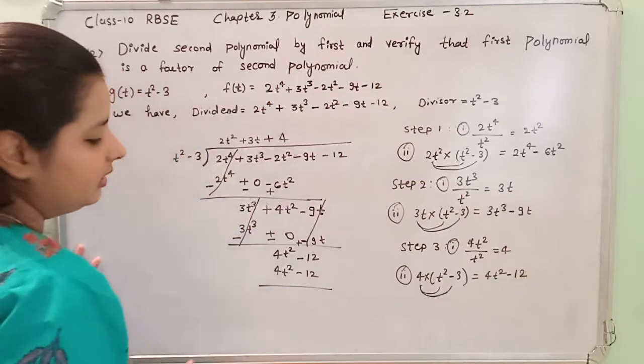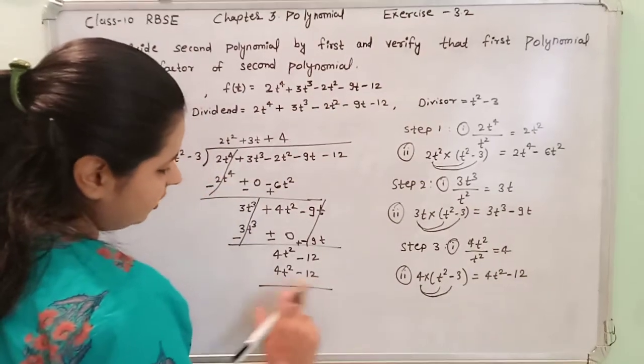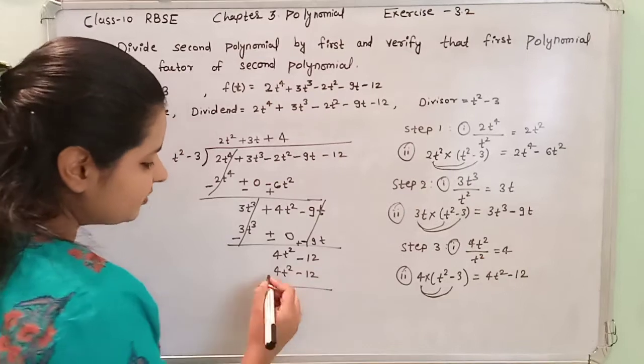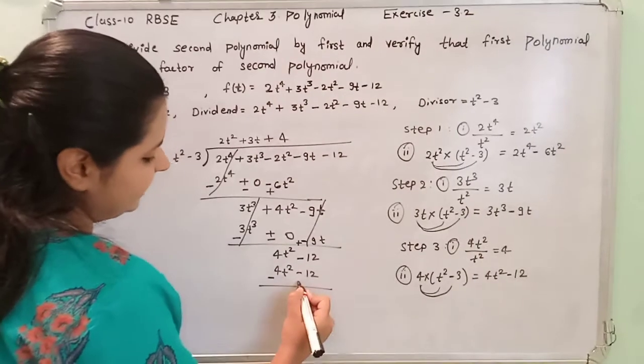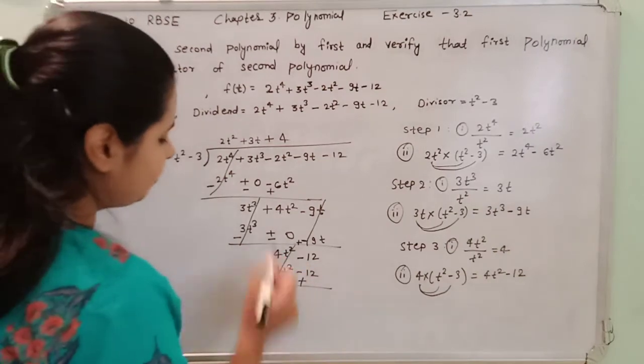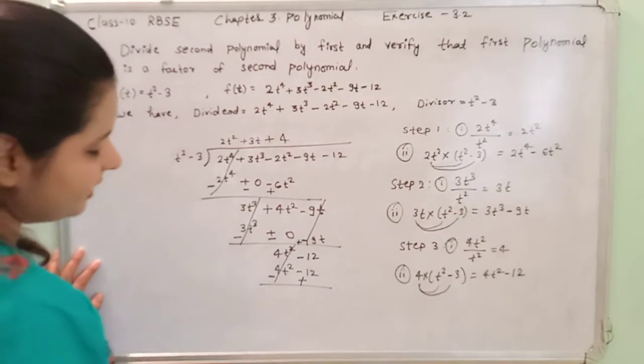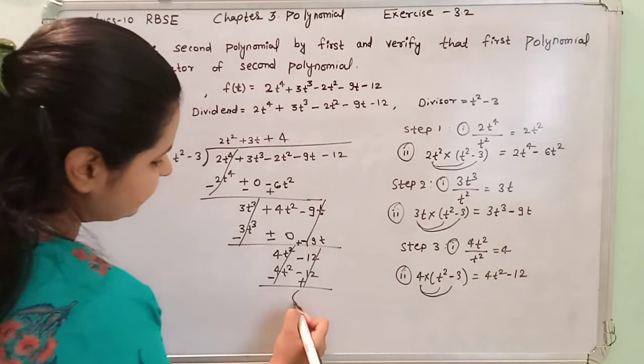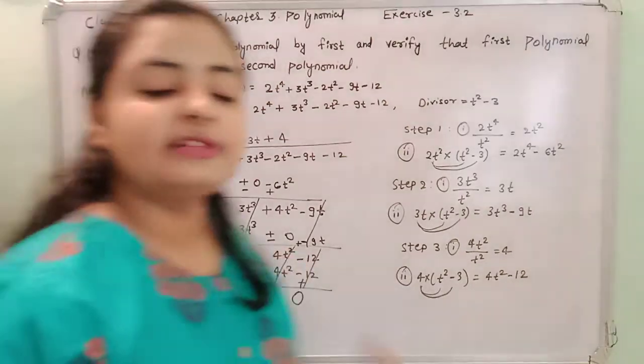Both the terms are equal. We will multiply both the terms with the minus sign. So we will get minus and here plus. Now 4t square can be cancelled by minus 4t square and minus 12 can be cancelled by plus 12. So we got remainder 0.